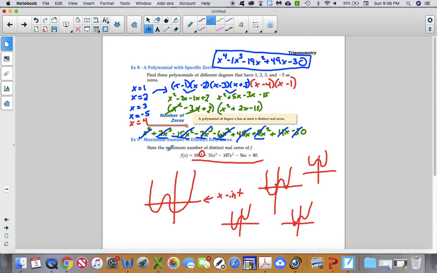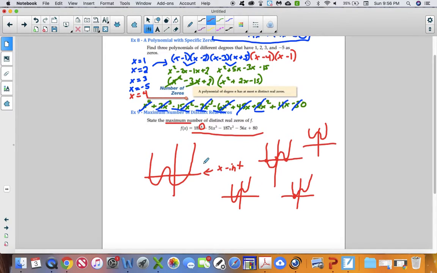But it says the maximum number. So the maximum number of real zeros he can have is 4 because his highest power is 4. He could not have, let's say, 5 places where he crosses because he only has like 2 basically humps that he can do, right? So that's how that kind of works out. The highest power is the maximum number of times he can cross. And that's all. Okay.